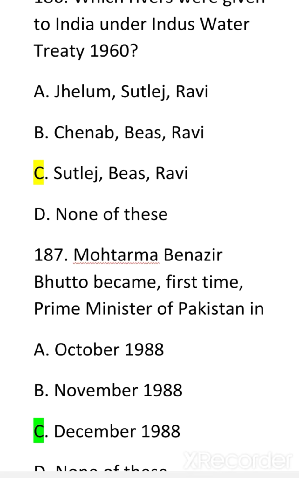The Indus Basin Treaty was signed on 19 September 1960 between Pakistan and India at Karachi by Indian PM Jawaharlal Nehru and Pakistani President Ayub Khan. According to this agreement, control over the three eastern rivers, the Byas, Ravi and Satluj, was given to India, and the three western rivers, the Indus, Chenab and Jhelum, to Pakistan.